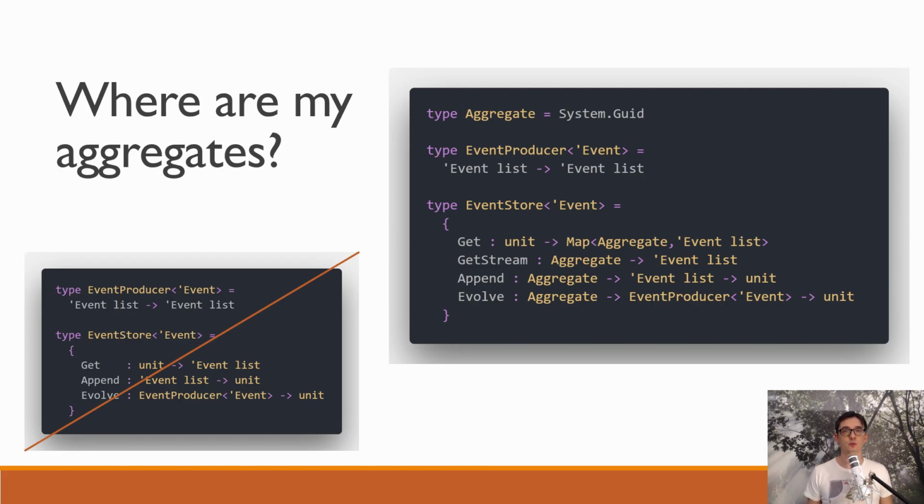Then you see that we added a new function in there, which is the getStream function. This is necessary because the get function should still return the whole event stream, so all of the events out of the event store. And you see that we are not returning a list anymore, but a map from an aggregate, so from a UUID or GUID, to a list of events. So each aggregate gets its own list of events. I think this is enough for the introduction.